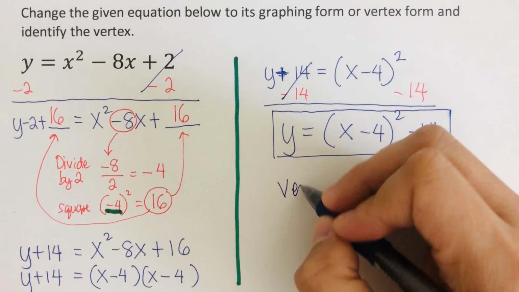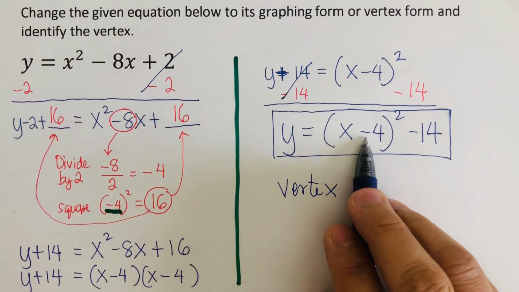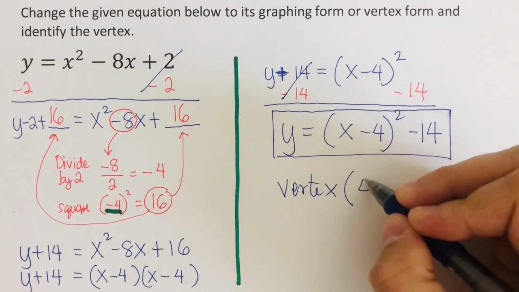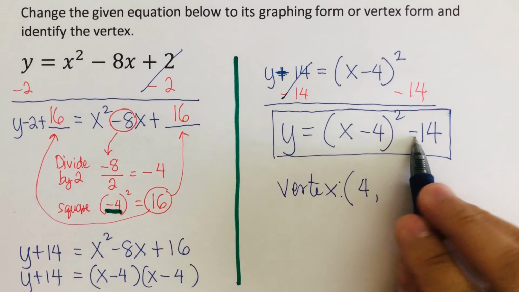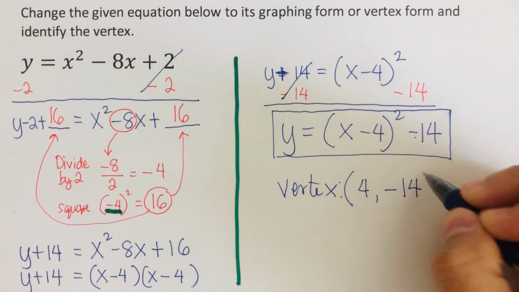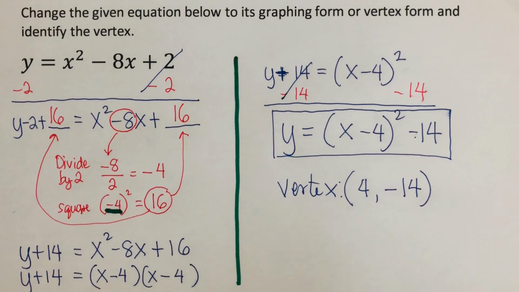Our vertex for this is, remember, switch, so that would be a +4, and keep, so that would be a -14. Did you get the same answers as this?